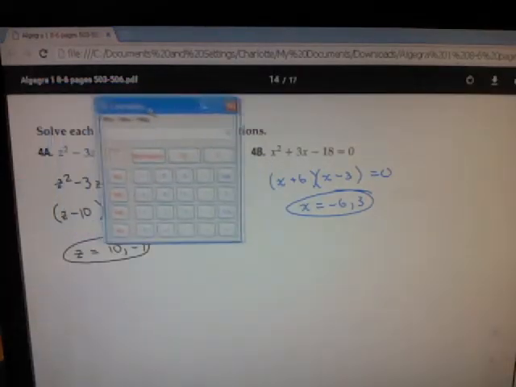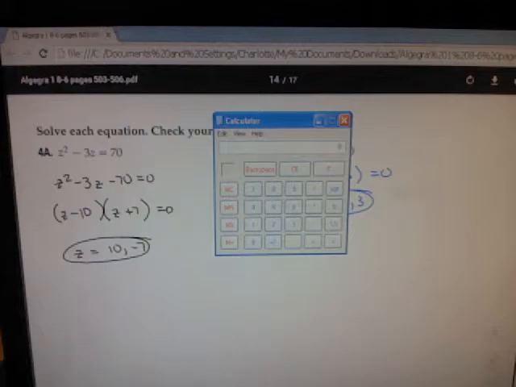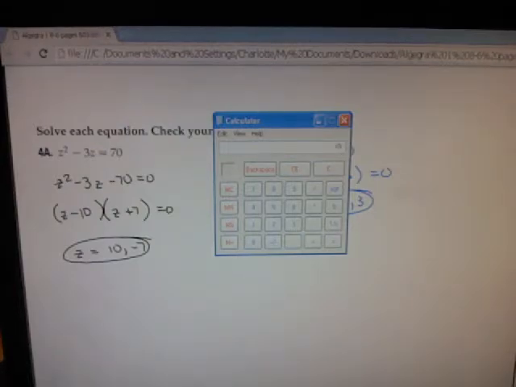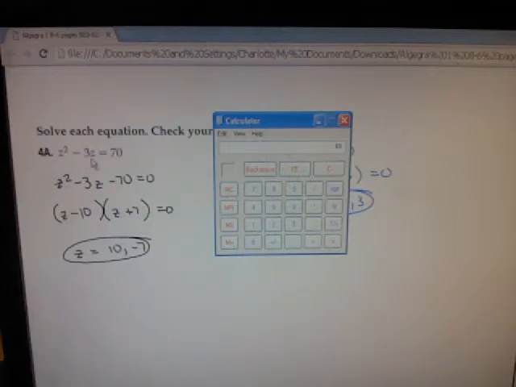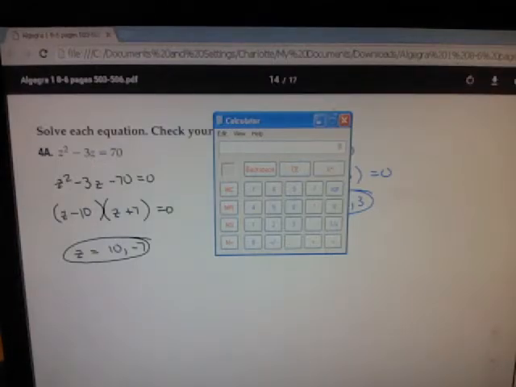So now we need to plug these back into our formula and see if they are equal to 0. So let's check it out. 10 times 10 would be 100. And then 10 times a negative 3 would give me a negative 30. And then minus 70. And there's my 0. So the 10 checks out. Now we're going to check out the negative 7. We're putting it in the place of z because z is now equal to a negative 7. So negative 7 times a negative 7 will be 49. And a negative 3 times a negative 7 will be a positive 21. And then minus 70. And look at that, it checks out to 0 again.